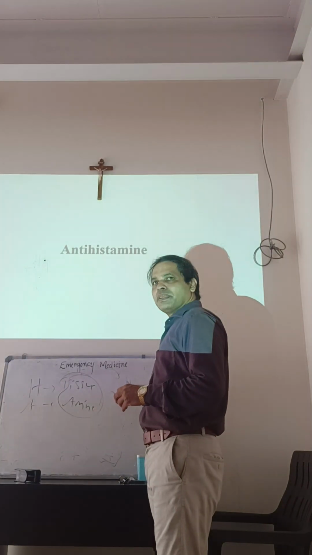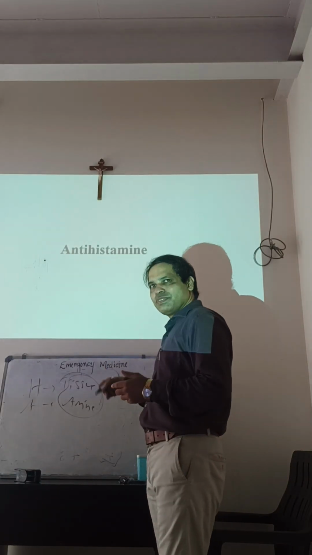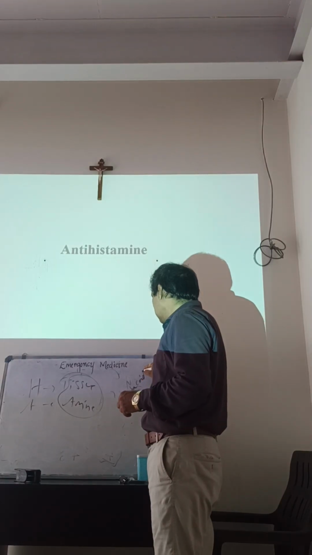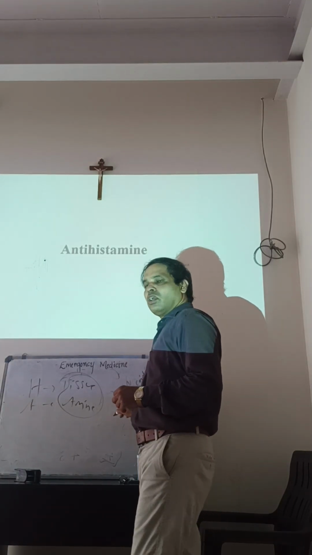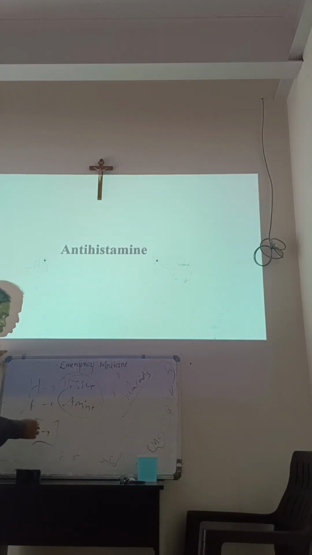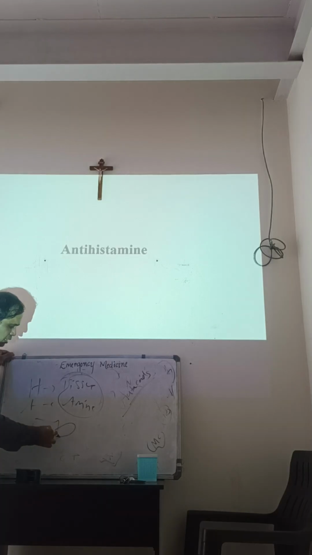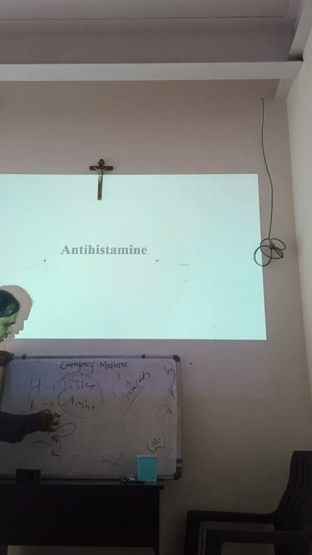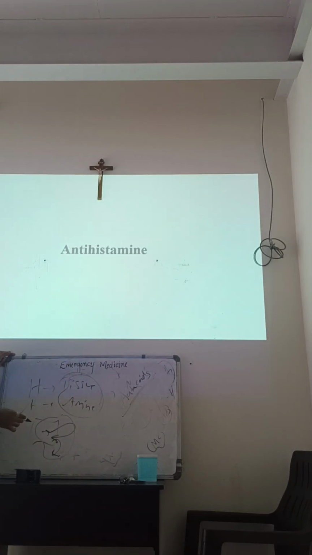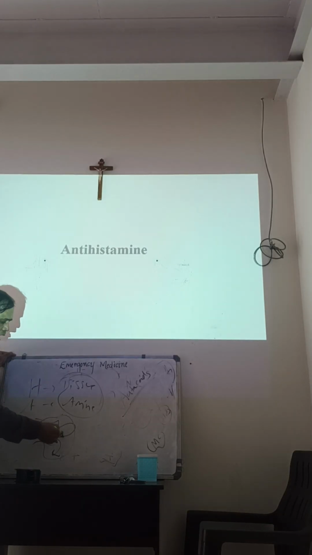Now they also come under one more class, autocoids, A-U-T-A-C-O-I-D-S. Autocoids are chemical substances produced by the cell on stimulation. They act on the same cell or on neighboring cells. Unlike hormones, which are produced somewhere and act somewhere else by passing in the blood, these autocoids, auto meaning self, are produced by the cell and act on the same cell or on the neighboring cells.